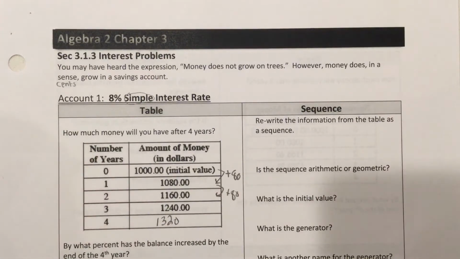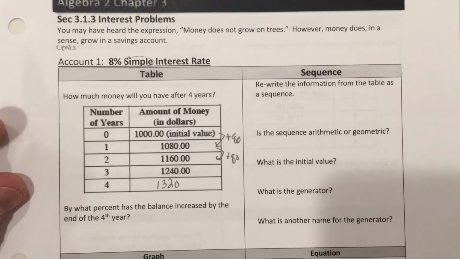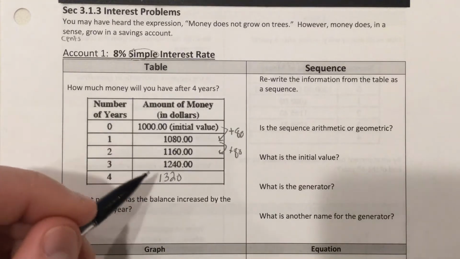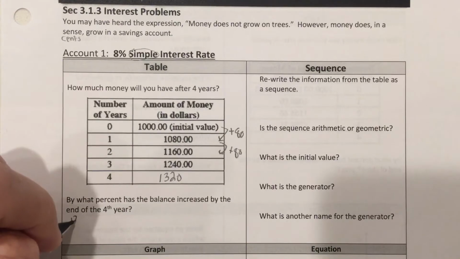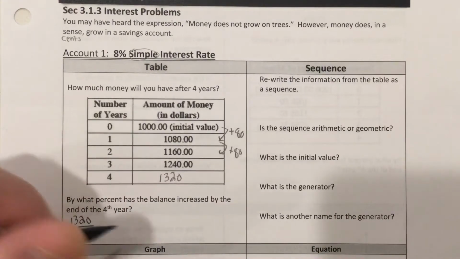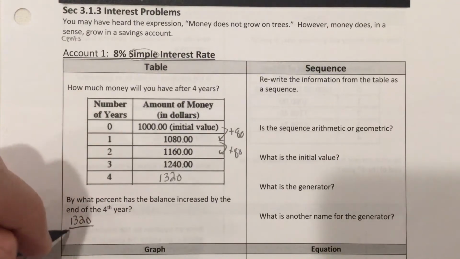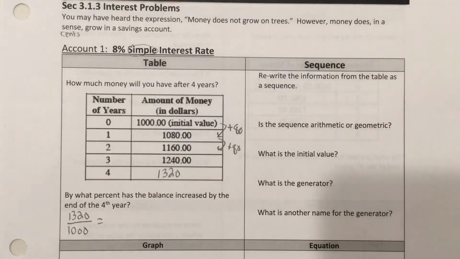Right here it says, by what percent has the balance increased in the fourth year? So the way we can find that percent increase is the same way as we find a multiplier. We take a y value divided by a previous. Now we're just taking our 4-year y value, 1,320, dividing it by our initial, because we're looking at how much it's grown over those 4 years. So we're taking 1,320 divided by 1,000, and when you do that, you get 1.32.